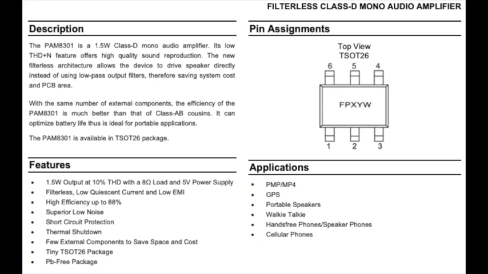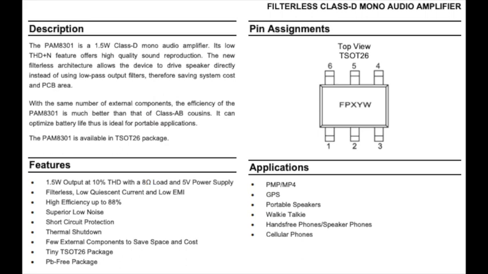The total harmonic distortion plus noise, THD plus N, of the PAM8301 is less than 10% at maximum power output, providing a relatively clean audio output. The PAM8301 operates within a supply voltage range of 2.5 volts to 5.5 volts, making it suitable for various applications and battery types. It has a built-in shutdown control, an active low pin that allows users to disable the amplifier and reduce power consumption when it's not in use. This pin is triggered when it is below 0.4 volts and draws less than 1 microamp in shutdown.